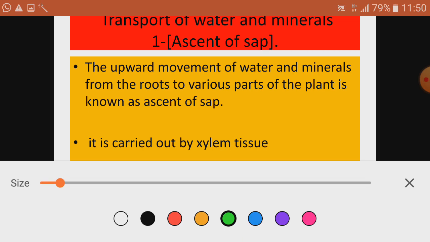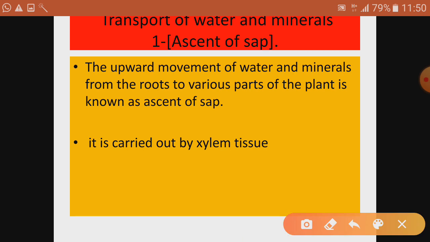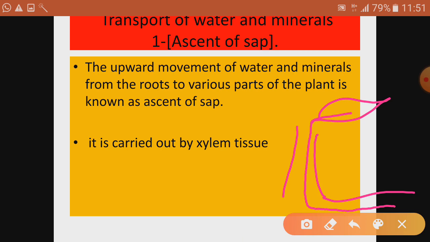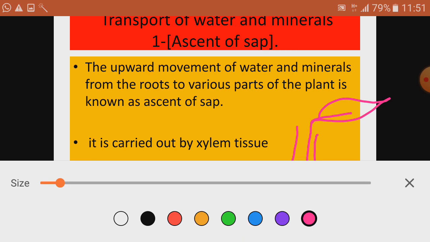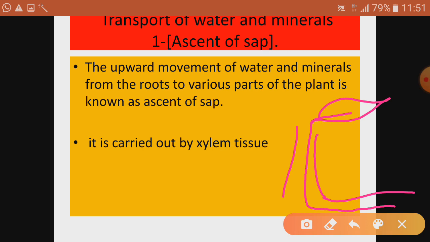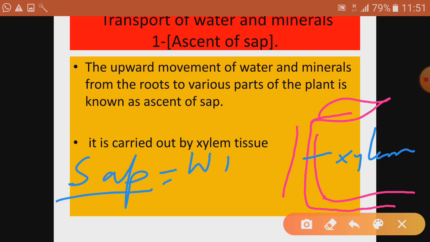Now let's see how the water moves in upward direction. For example, this is a plant. This is the leaf, that is the site of photosynthesis. From the roots, the water moves upward and goes to the site of photosynthesis. It will be better to show water with the help of blue color. So now you can see this is the xylem. This is, for example, xylem, and you know xylem helps in conduction of sap. Sap means water plus mineral. Together it is called sap. So this upward movement of sap is known as ascent of sap.